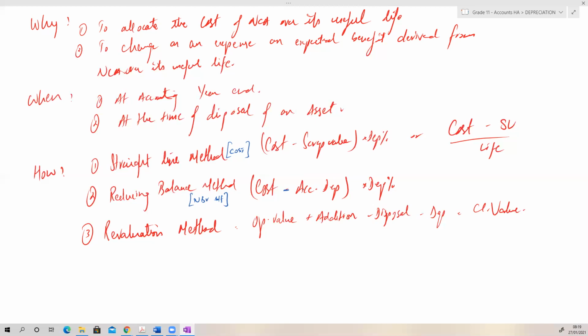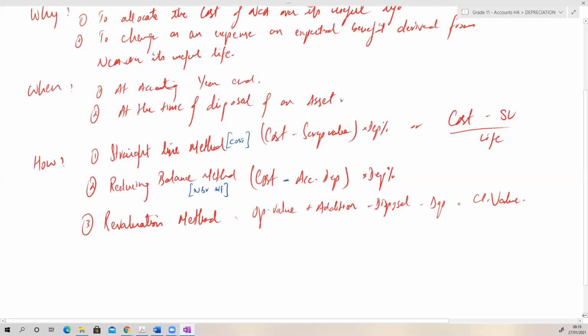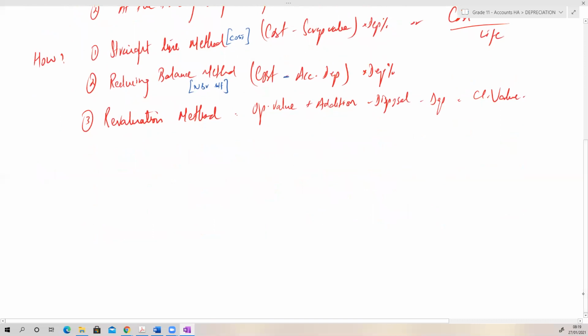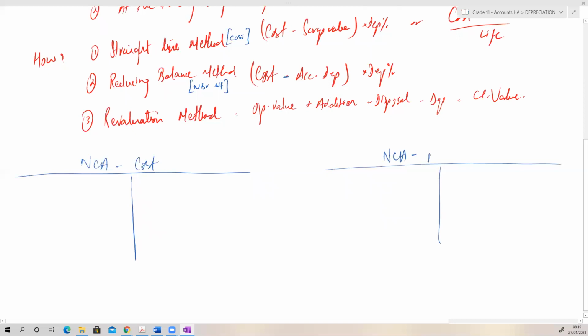All right. So after this, let me do an example. ठीक है? उसके बाद we'll move on to T accounts. बल्कि पहले T accounts देखते थे. For any non-current asset that you have, this would be the structure of cost account. For any non-current asset that you may have, this is the structure for provision for depreciation account. ठीक है?